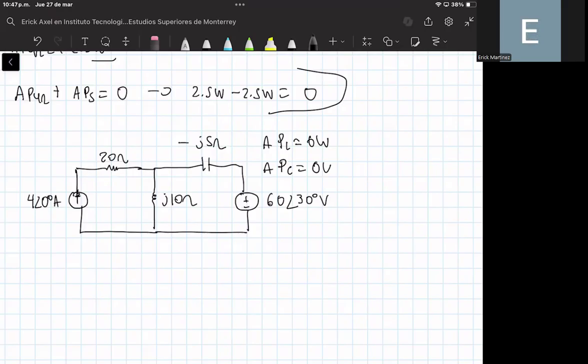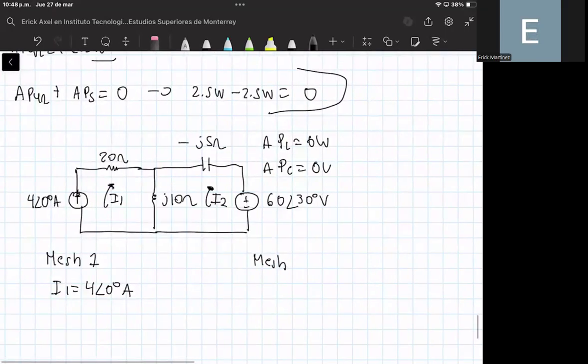Okay, so I will solve this circuit using meshes. I will label this as I1, and this as I2, and we can use mesh analysis. For mesh 1, you can see that I1 is equal to 4 amperes with an angle of 0 degrees. And for mesh number 2, you need to apply the Kirchhoff voltage law to this loop.